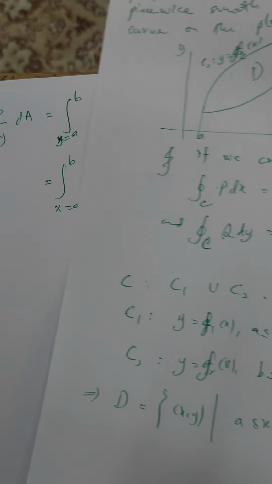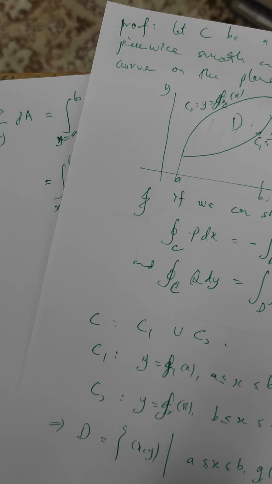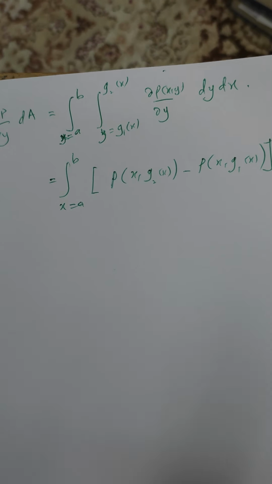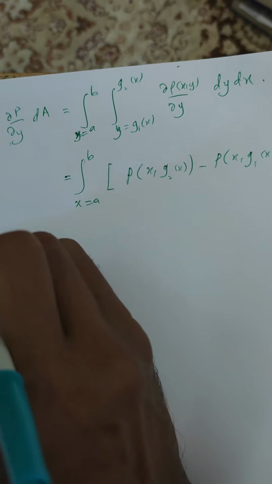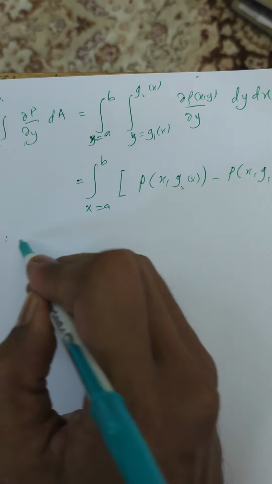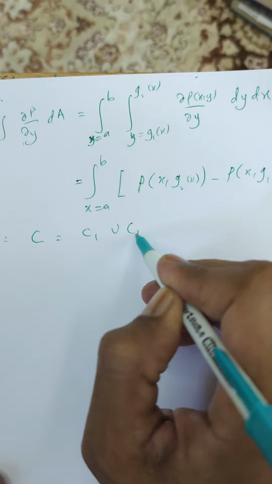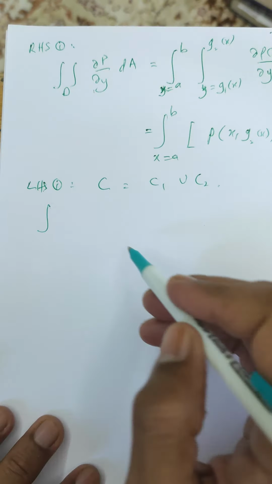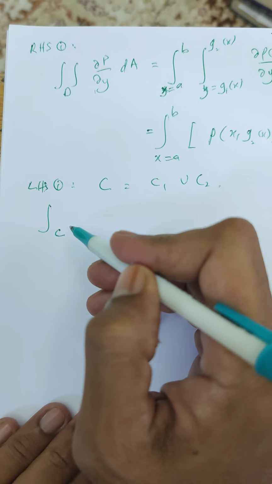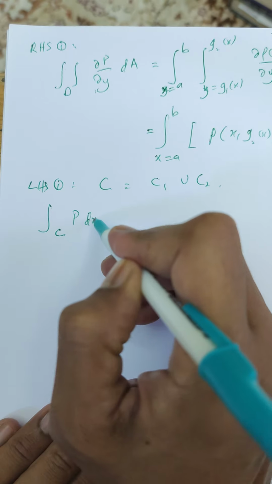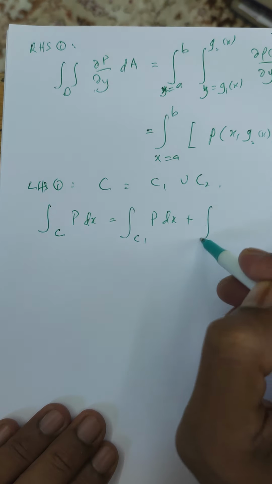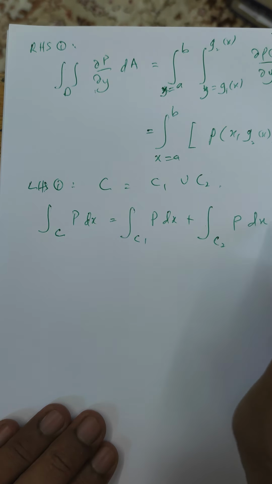So let's see this again. This is the right side of 1. Now we look at the left hand side of 1, where our C is given by C1 and C2. If we integrate over C of P dx, this means that we integrate over C1 of P dx plus we integrate over C2 of P dx.